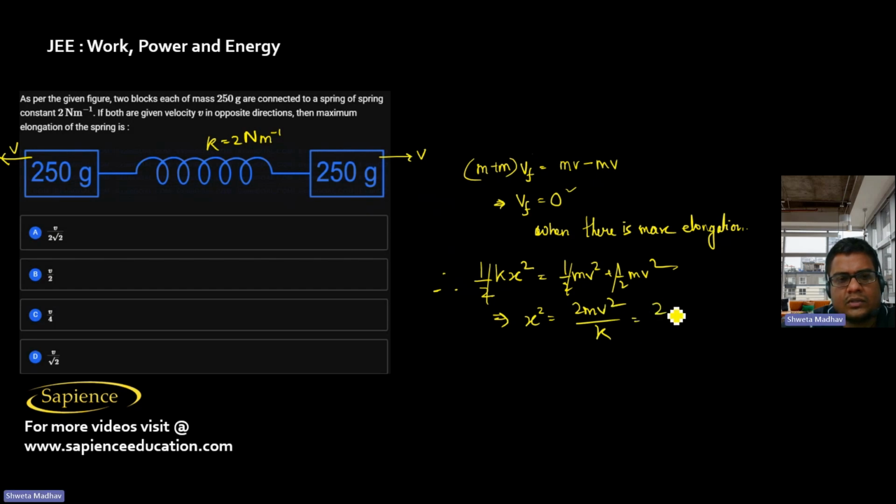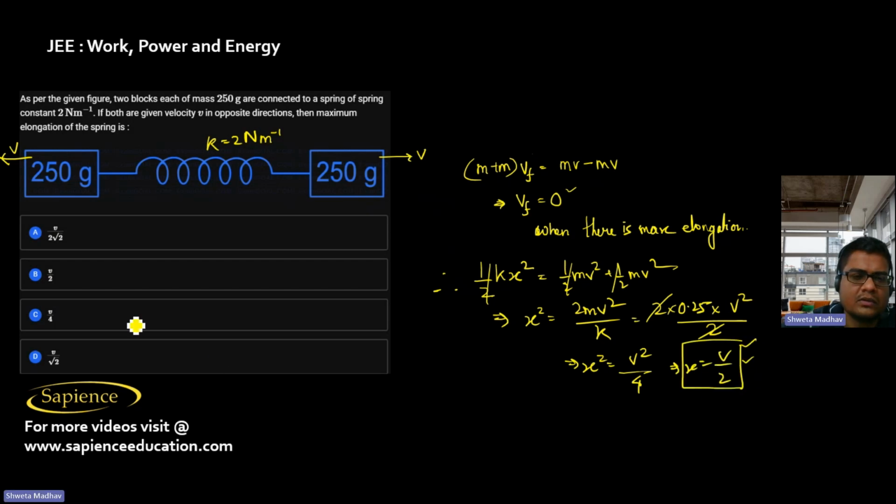It means that will be 2 into m, which is 0.25, since 250 gram means 0.25 kg, into v square by k. K is 2. So 2 will cancel. So x square is coming v square by 4. So x will be equal to v by 2. So v by 2 is the maximum elongation. So option B is the correct answer.